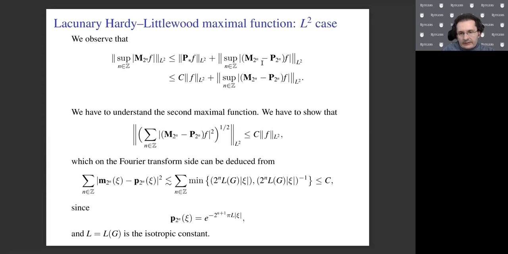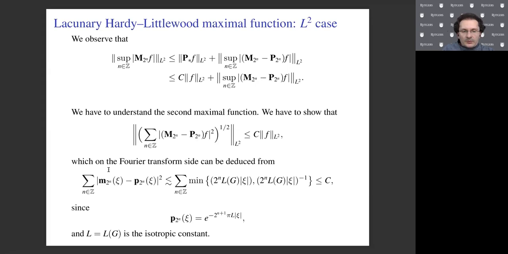And now instead of working with the maximal function, we will try to estimate the larger object, the square function corresponding to this difference. So our task will be accomplished when we show that this square function is bounded on L2 with a constant which is independent of the dimension. Our problem is very simple because we can use the Plancherel theorem and appeal to the estimates for the Fourier transform from the previous slide.